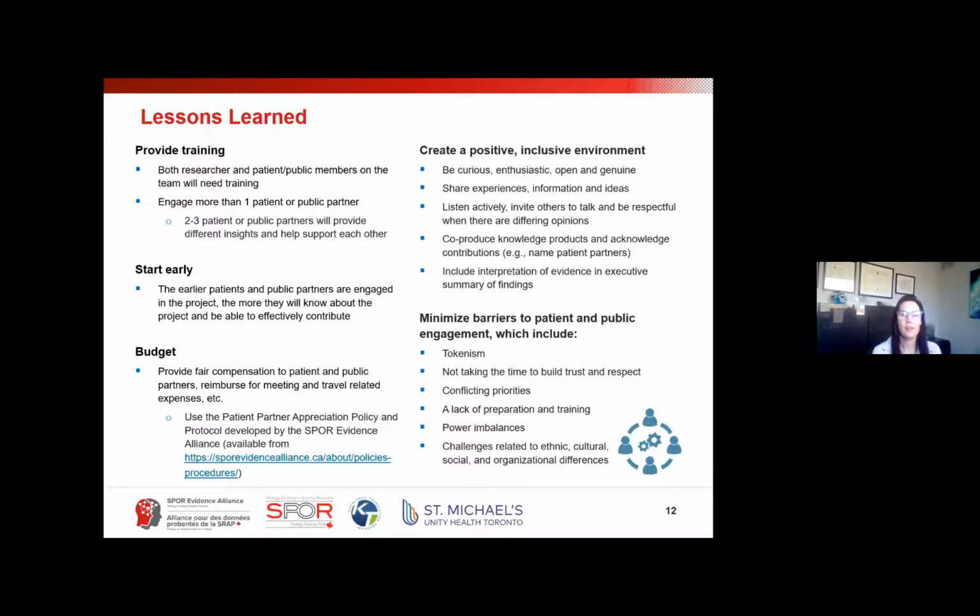In terms of some of our lessons learned, Maureen Smith might be talking a bit more about this, but we've been able to match, I think, 22 of the 24 patient partners. Some of the things that we've learned are the importance of providing training and the importance of starting early. We don't want this to be tokenistic. We want our patient and public to be engaged from the very, very beginning. We want to make sure that they're acknowledged fairly.